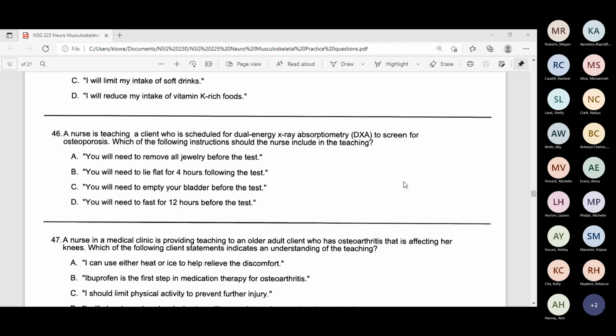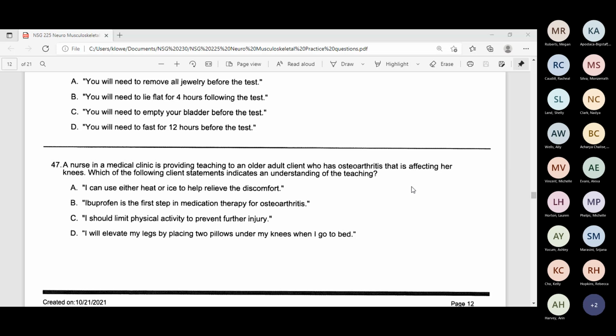Yeah, definitely. It is an X-ray that is measuring the density of bones as well as the length and the width of bones. And like you said, if it's an X-ray, we don't need to lay flat after an X-ray for 4 hours. You don't need to empty your bladder before the test. You don't need to fast. But jewelry would definitely impede the results. If anything, it might obscure something that we'd be looking at.